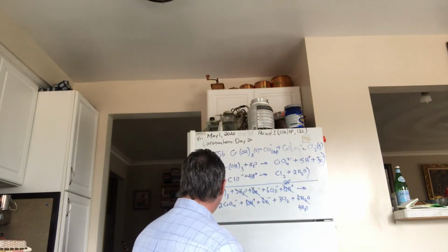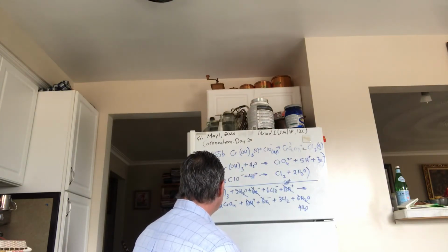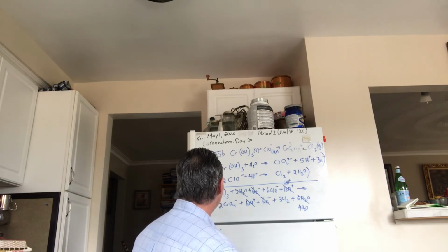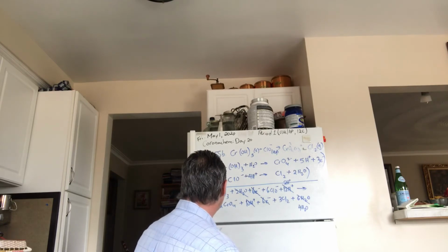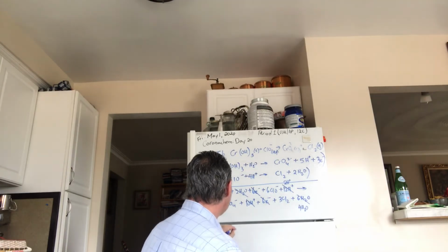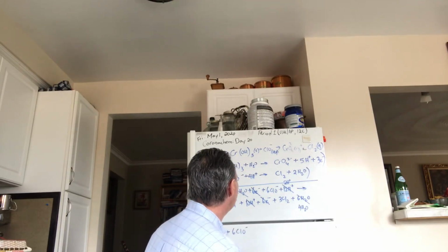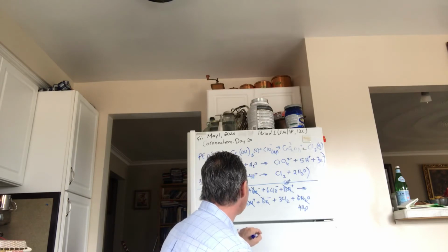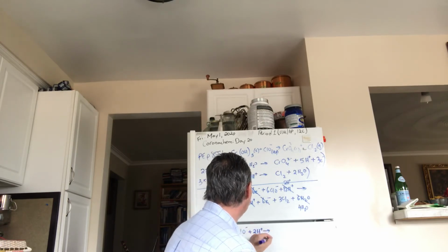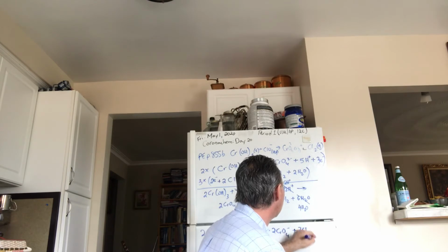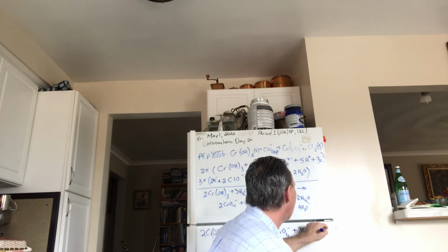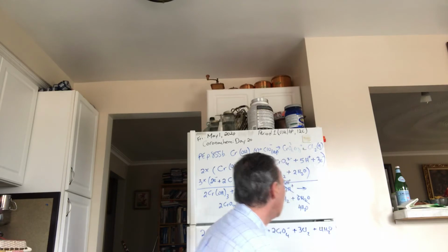So you get 2 chromates. I'm already wrong. You have 2 chromic hydroxides plus 6 hypochlorites plus 2 hydrogens yields 2 chromates plus 3 chlorines plus 4 water. So that's what our net equation looks like balanced in acid.